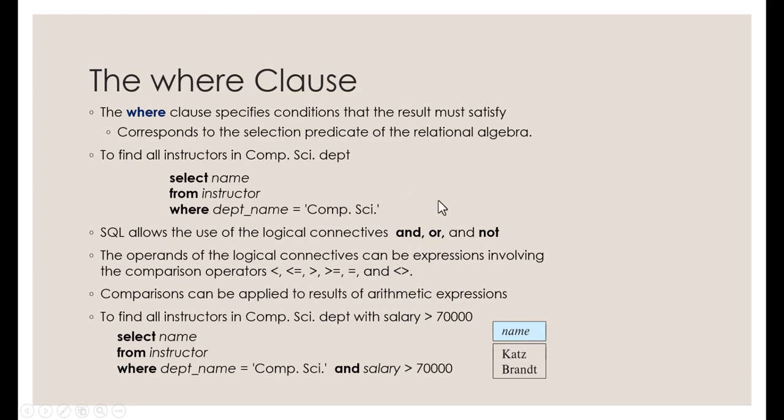Okay, you can have multiple conditions, just like we did in relational algebra. Here I have select name from instructor where department name is computer science, and, so it's not any of those weird symbols, it's just English, and. So that's why people find it easier. Okay, and salary is greater than 70,000.